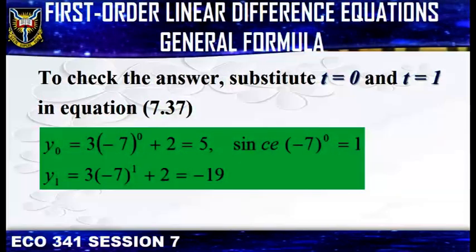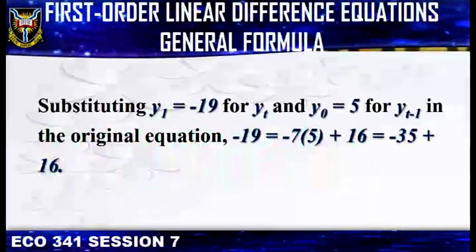To check the answer, substitute t is equal to 0 and t is equal to 1 in equation 7.37. y0 is equal to 3 into [minus 7] raised to power 0 plus 2 is equal to 5, since minus 7 raised to power 0 is equal to 1. y1 is equal to 3 into [minus 7] raised to power 1 plus 2 is equal to minus 19. Substituting y1 is equal to minus 19 for yt and y0 is equal to 5 for yt minus 1 in the original equation, minus 19 is equal to minus 7 into 5 plus 16, is equal to minus 35 plus 16.